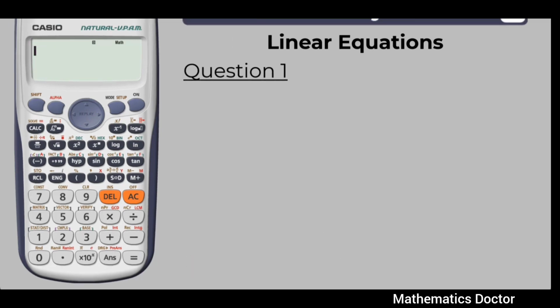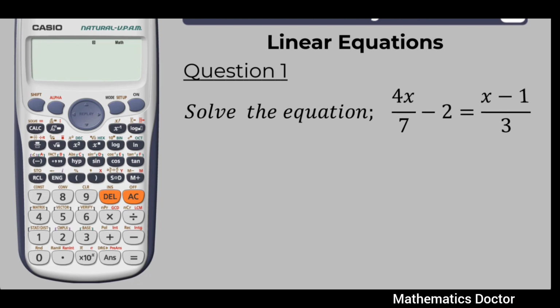Thank you very much. Some objective tests or objective questions under how to use the calculator to solve for linear equation. Question 1 reads, solve the equation 4x over 7 minus 2 is equal to x minus 1 over 3. And the possible answers are A, minus 7, B, minus 4, C, 1, and D, 7. Let us use a calculator to choose the right answer.